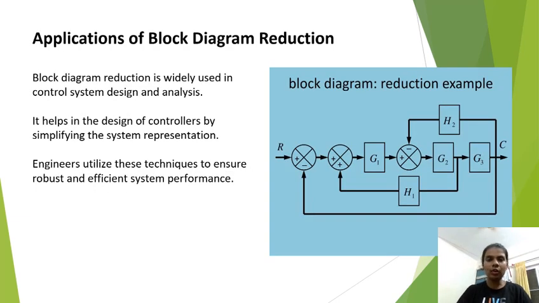Applications of block diagram reduction. Block diagram reduction is widely used in control system design and analysis. It helps in the design of controllers by simplifying the system representation. Engineers utilize these techniques to ensure robust and efficient system performance. Block diagram reduction is used widely in system analysis to reduce many blocks, which are forward path gains and feedback path gains, into a single block.